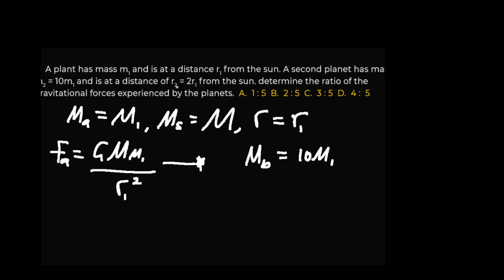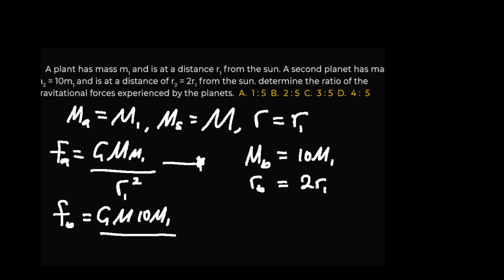And it is at a distance of R2, which is equal to 2R1. So the distance of this planet away from the sun is given as 2 of R1. So let's find the force of attraction of this also. So FB is going to be G of capital M. Its own mass is going to be 10 M1 all over its distance, 2R1 all squared. You guys agree with what I'm doing?